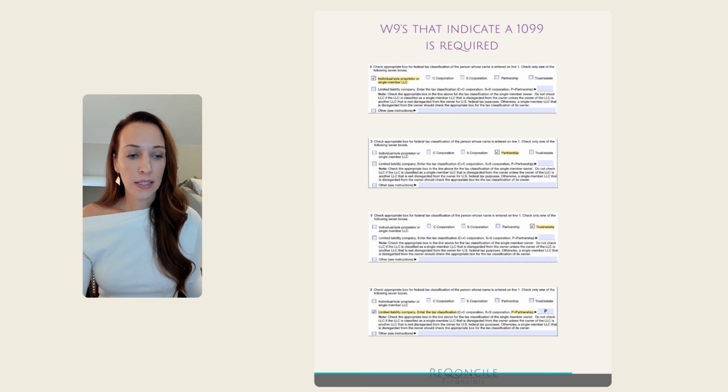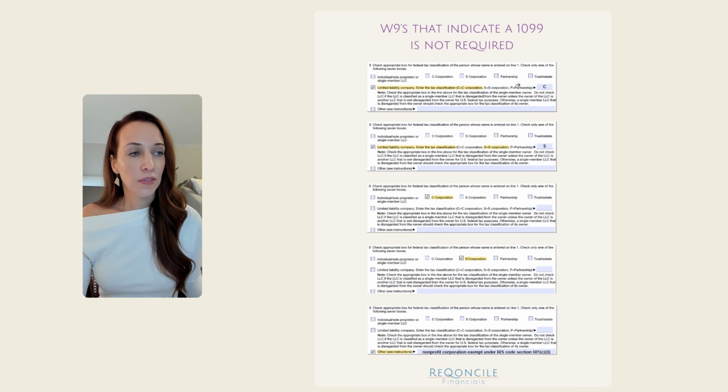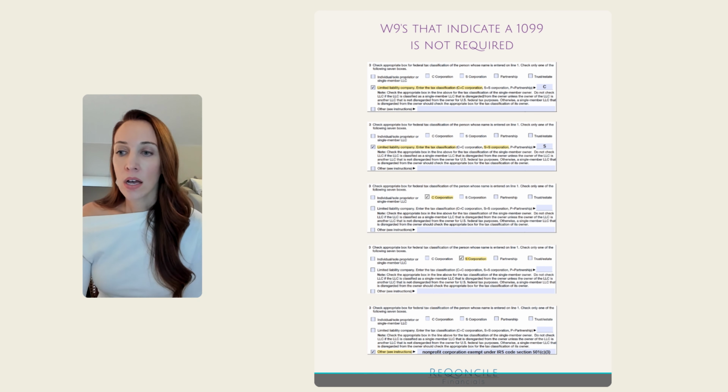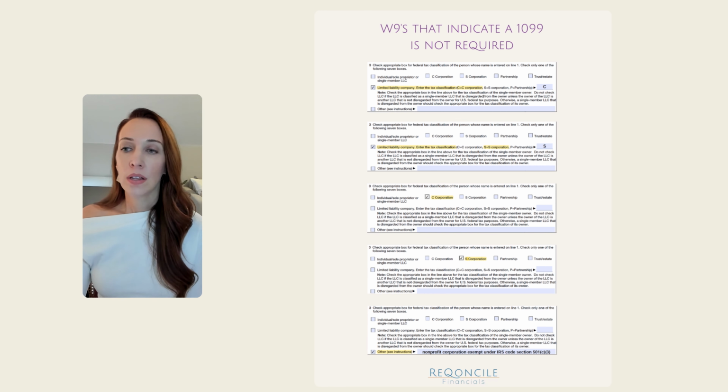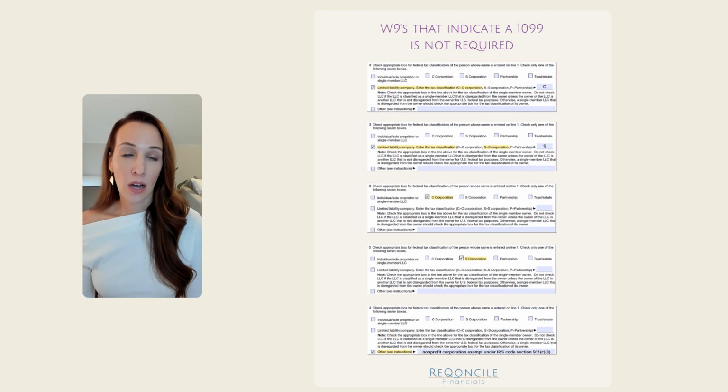And then let's go ahead and take a look at W-9s that indicate a 1099 is not required. So the first here would be limited liability company with the tax classification C. So they've elected to be taxed as a corporation. A limited liability company that has elected to be taxed as an S corporation, C corporation, S corporation, and then other would be nonprofits. So based on how box 3 is filled out on the W-9, you can see where a 1099 is required and is not required.